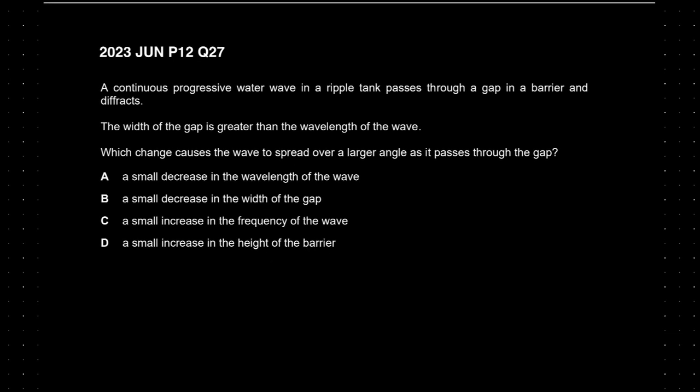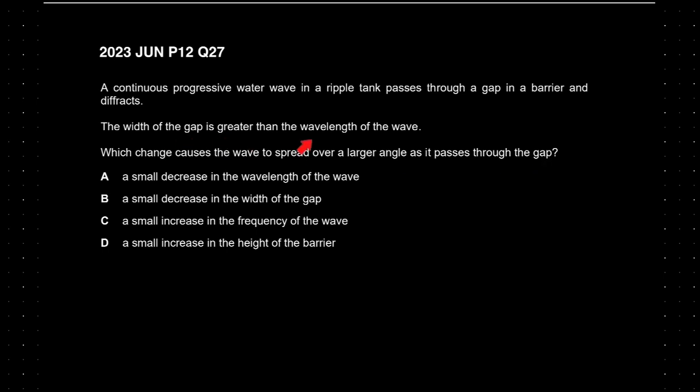Question 27. A continuous progressive water wave in a ripple tank passes through the gap in a barrier and diffracts. The width of the gap is greater than the wavelength of the wave. So just reading this statement, I know this is not the optimum case for diffraction. Which change causes the wave to spread over a larger angle as it passes through the gap?